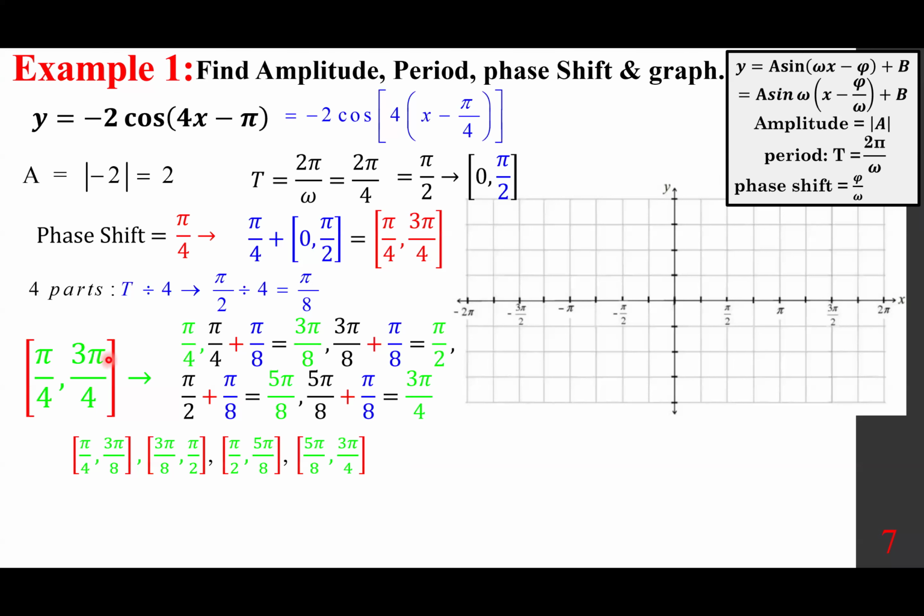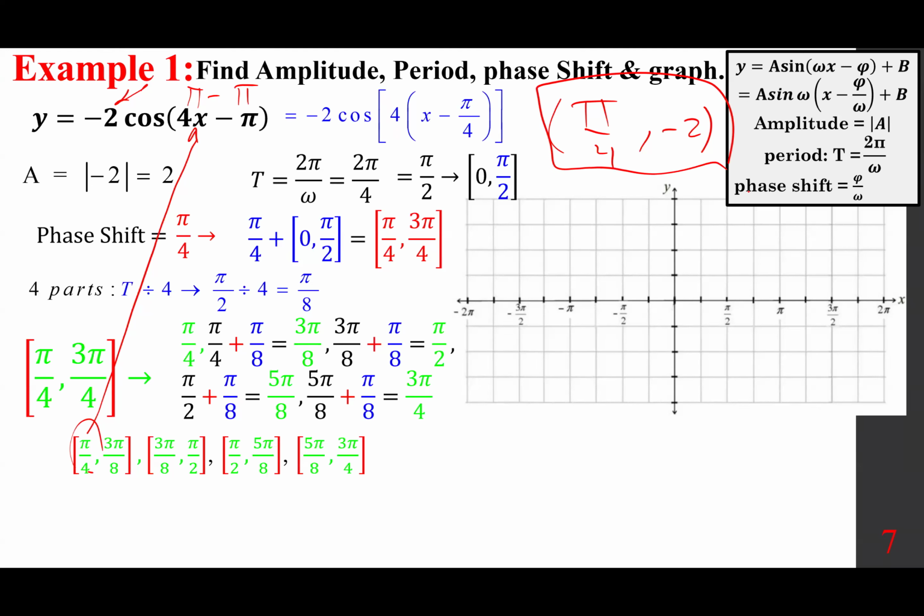For example, pi over 4, if I plug in, I do a couple of them and then the rest of them is. If I put pi over 4, four times that becomes pi. Pi minus pi is 0. Cosine of 0 is 1, times -2 is -2. So the first one would be the pair pi over 4 and -2.